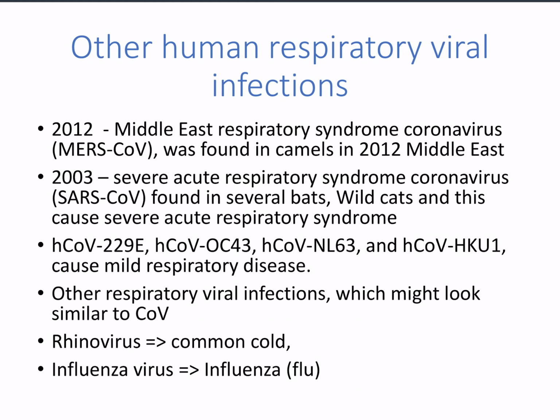Other respiratory viral infections in the past have been the 2012 Middle East Respiratory Syndrome virus that was called MERS-CoV. In 2003, we had the severe acute respiratory syndrome coronavirus, also said to originate from bats, then spread to other animals like the wild cats.